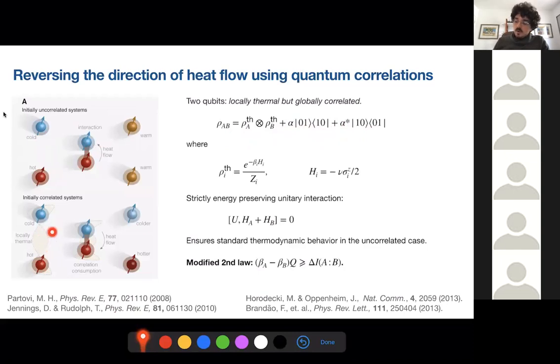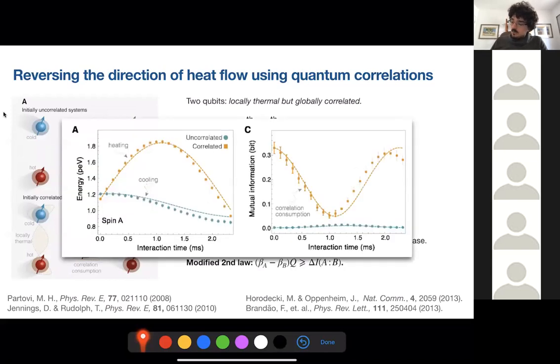And now we make them interact. If we adjust this constant alpha right, we can actually consume these correlations to make heat flow from cold to hot. This is exactly like how we consume electricity to run our refrigerator. This is exactly the same idea: we consume quantum resources to make the heat flow from cold to hot.